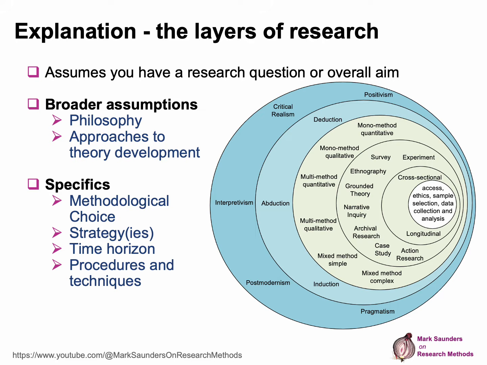Each layer of the Research Onion is therefore in effect asking you one or two questions about different aspects of research, and the answers to these questions represent the aspects you need to be clear about before you progress your research. And the answers to these questions all need to fit together. In other words, you need to have what is known in the literature as methodological fit. Everything fits together logically. The Research Onion assumes you already have a research question or an overall aim.